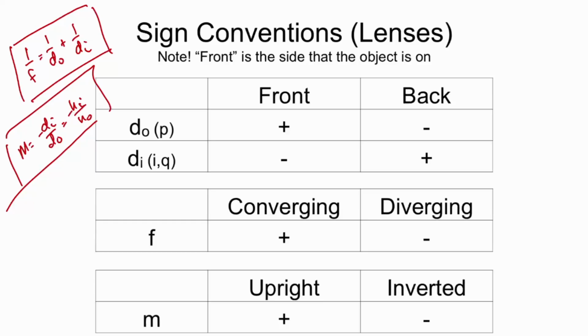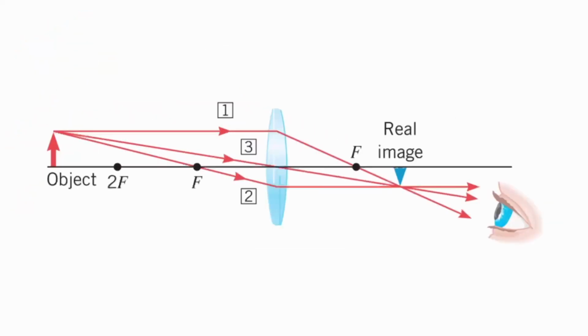What sign are we going to put on things? What's positive? What's negative? What you don't want to be doing in any of this is guessing. You want to be applying correct signs according to the sign conventions. Otherwise, the equations do break. Okay, so let's do the converging lens.